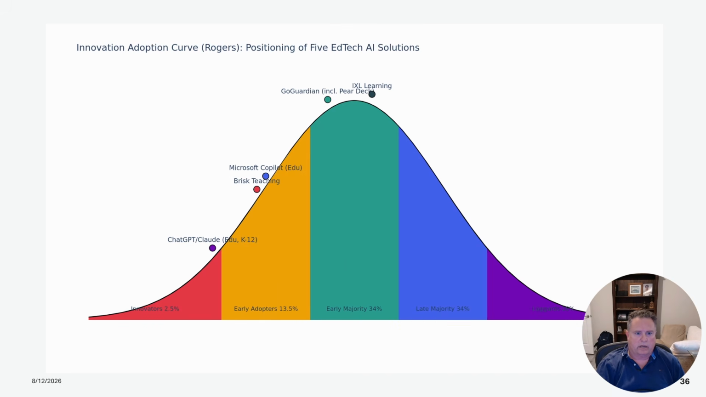This is an example of a Rogers innovation and adoption curve, positioning of the 5 EdTech AI solutions that we're looking at. As we talked before, you have the innovators, your early adopters, your early majority, late majority, and laggards. You can see that ChatGPT and Claude are right at the intersection of innovators to early adopters. Brisk Teaching is firmly within the early adopters, and Microsoft Copilot maybe a little further along. GoGuardian, including Pear Deck, is in the early majority, and IXL Learning is moving from early majority, likely soon to be into the late majority.